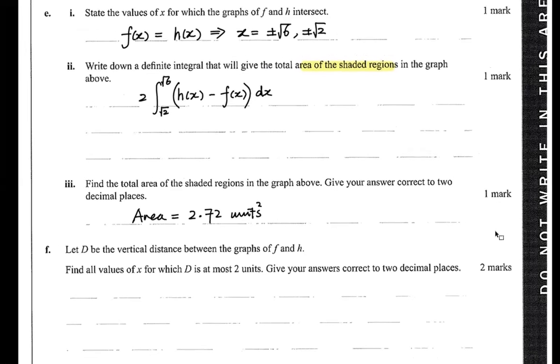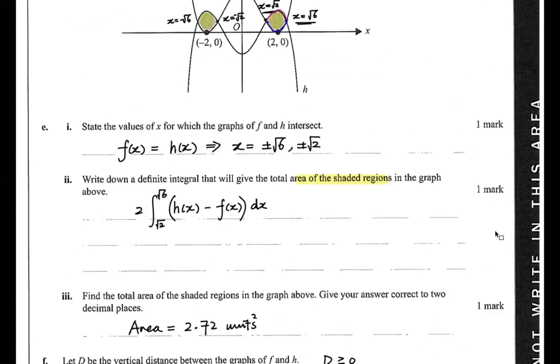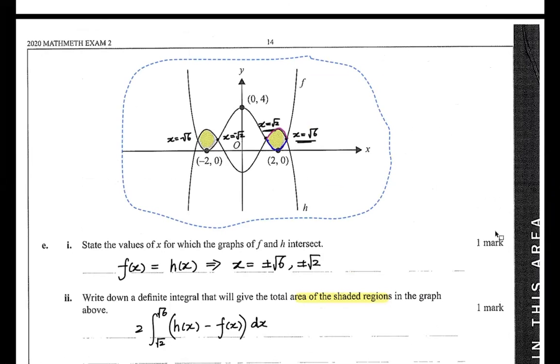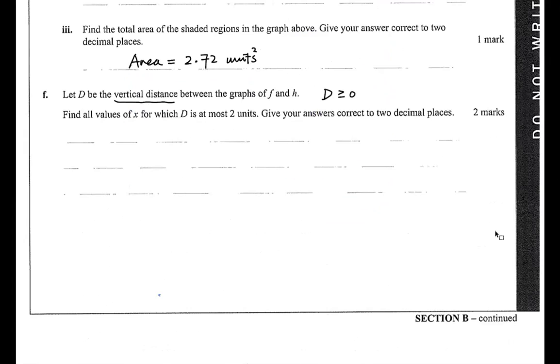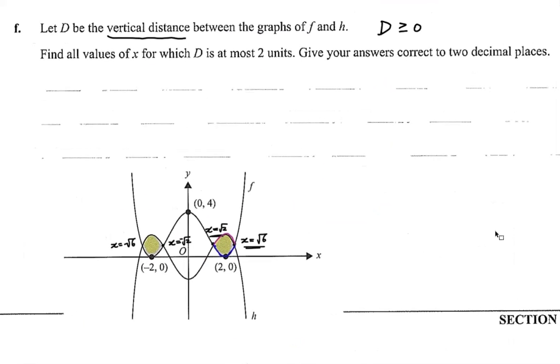Finally, let D be the vertical distance between the graph of f and h. Find all values of x for which D is at most 2 units. Give your answers correct to 2 decimal places. If it's a vertical distance, I know D must be greater than or equal to 0 because it's a distance. Now, if you think of the graph itself, let me do a quick duplication, screenshot, copy. Maybe I should copy it down here. At most 2 units.